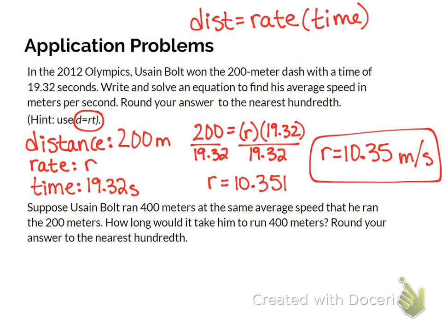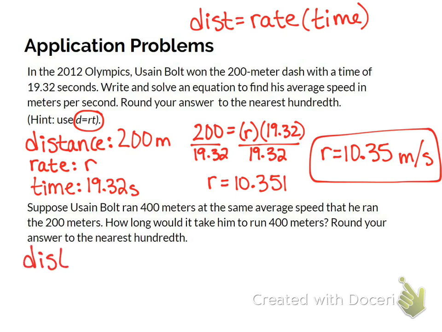Questions, concerns about that first one? All right, next one. Suppose Usain Bolt ran 400 meters at the same average speed that he ran the 200 meters. How long would it take him to run 400 meters? So this time, what is it that we're looking for? Distance, rate, or time? I think time. Time. It said how long.